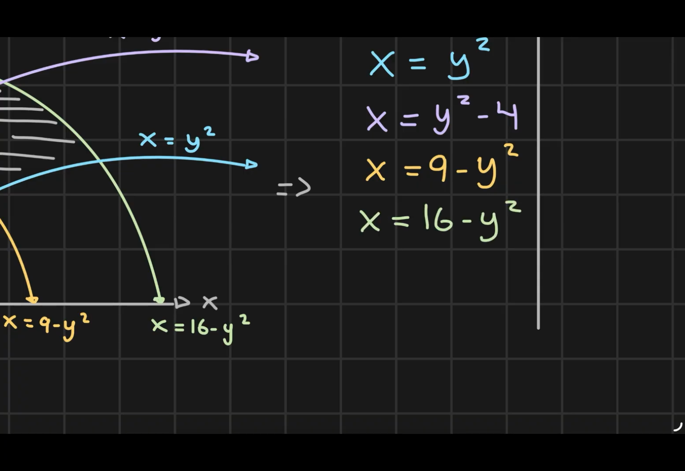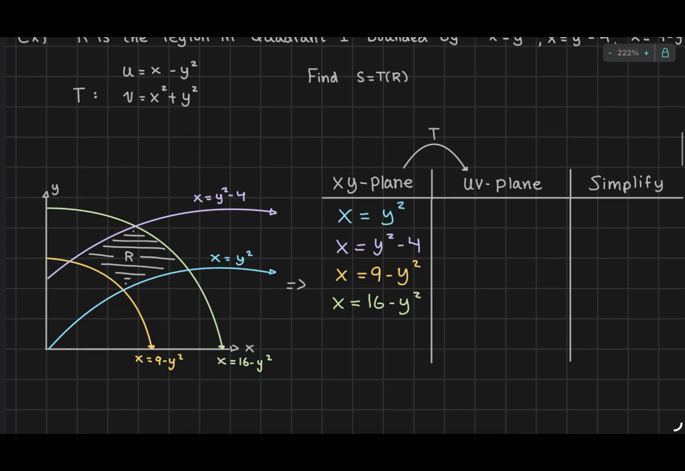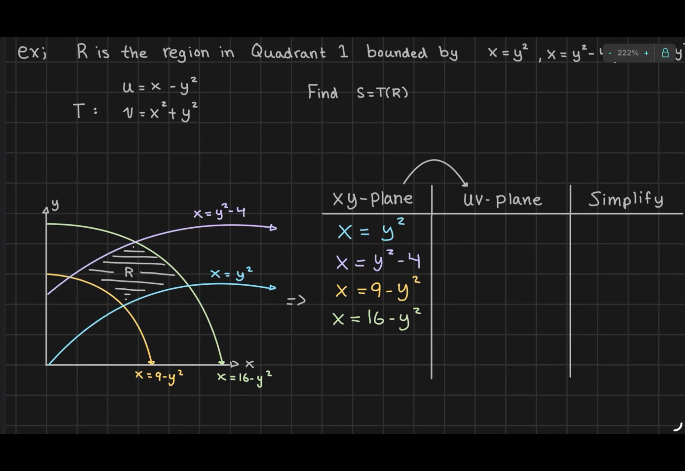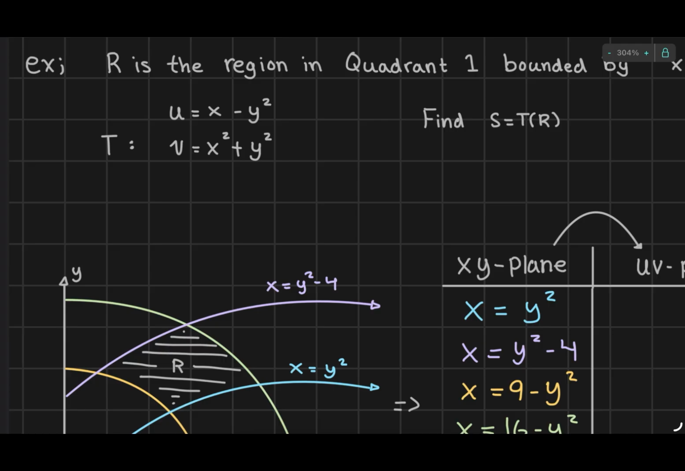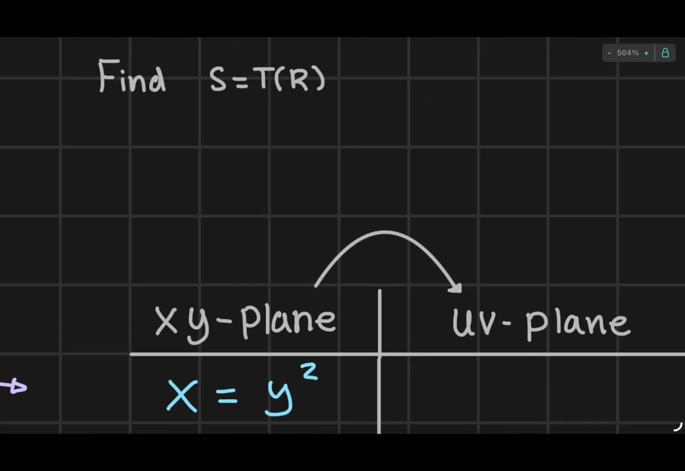Simple enough. Okay, well, how are we going to turn this into the UV plane? We're going to be using our transformation here. U is equal to x minus y squared.